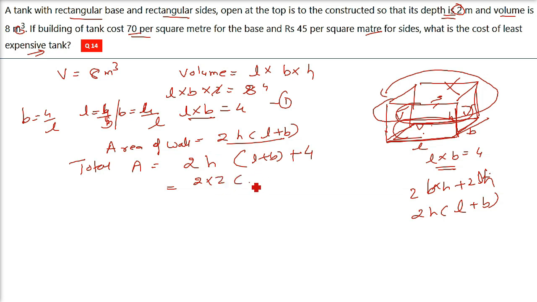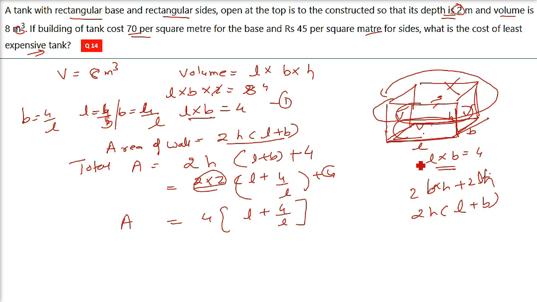So 2 into 2 H is 2 into 2, length plus breadth. In place of breadth, I am writing 4 by L, and this is 4 already, which is L into B. Now 4 you can take common, and 1 plus 4 by L. This is the total area, base as well as the 4 sides which I am indicating right now.